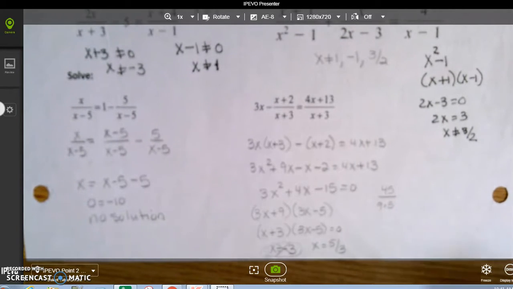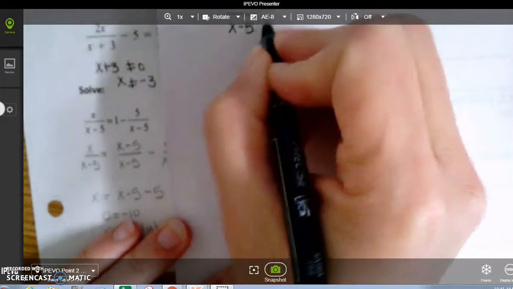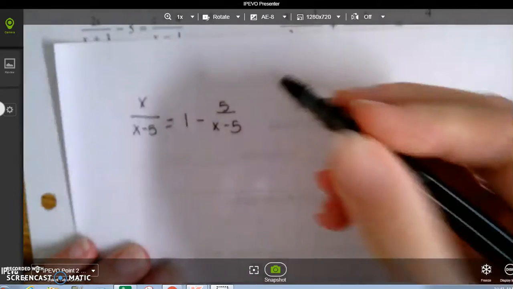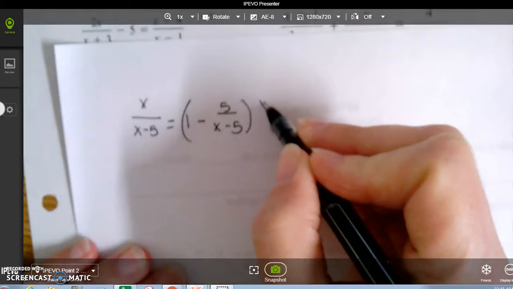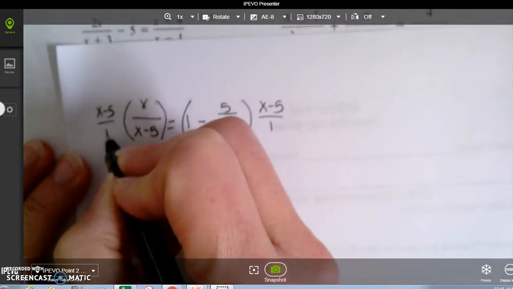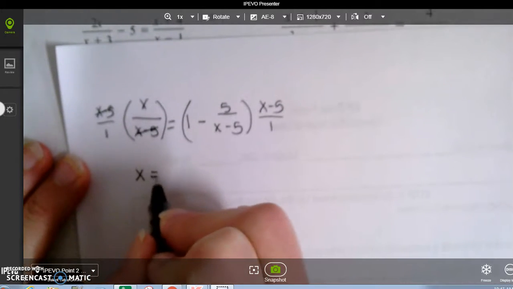Okay? So the next two examples, I've got them worked out on this paper one way, and I'm going to show you another way to work them out that may be a little bit easier. So what we're going to do is take this problem and rewrite it. We're going to treat it like our common denominators, and I'm going to multiply both sides by x minus 5 over 1. So on this side, the x minus 5's are going to cancel out. I'm just left with x.